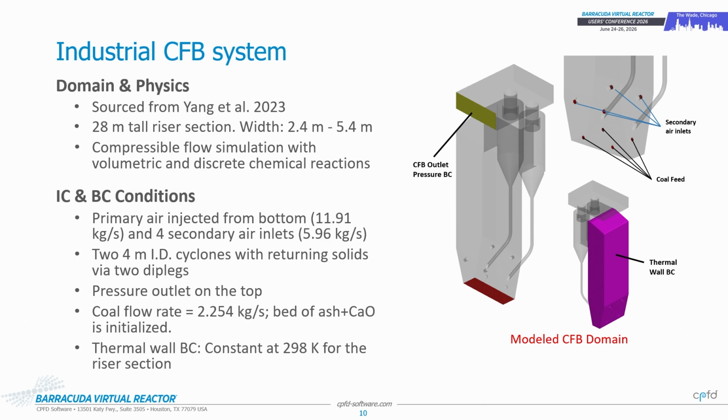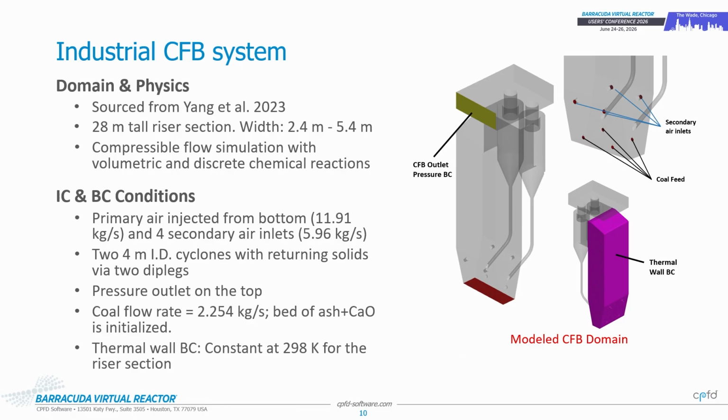Similar to that pilot or lab scale example, we have primary air that comes in through FlowBC here at the bottom that interacts with the cold feed that comes in through these flow boundary conditions here. And that's primarily where the combustion takes place. Our secondary air inlets are located here. And then we have a pressure outlet here on the top where some of that solid material can leave as fly ash. And we also have a thermal wall BC here on the furnace itself.